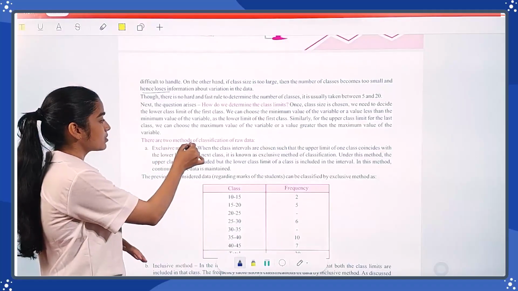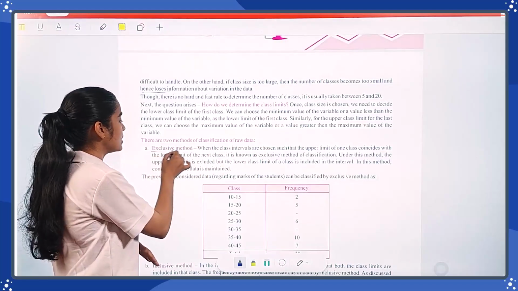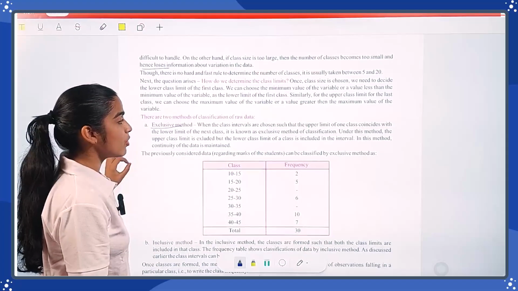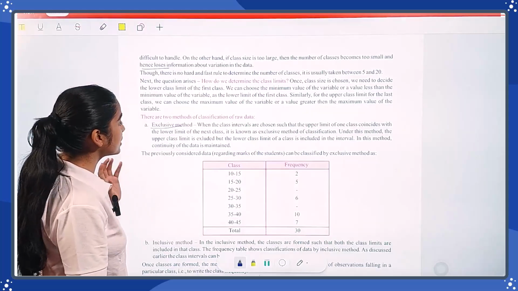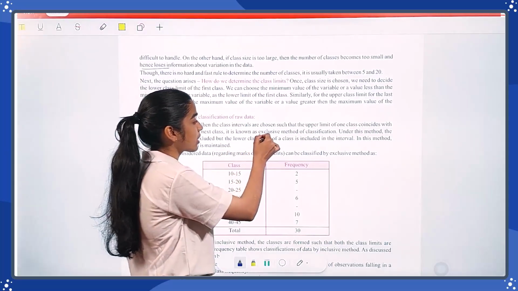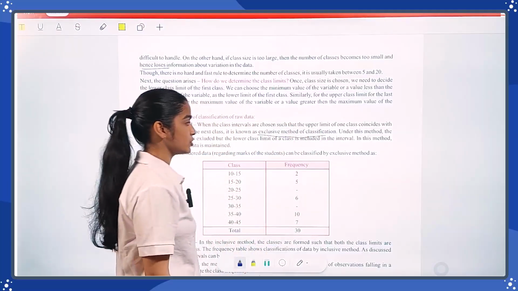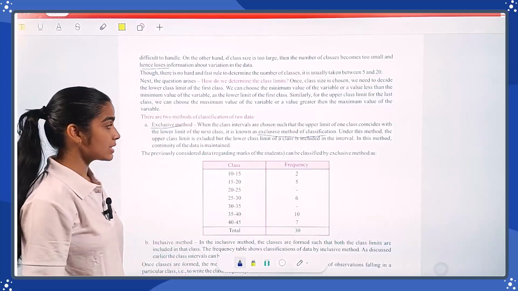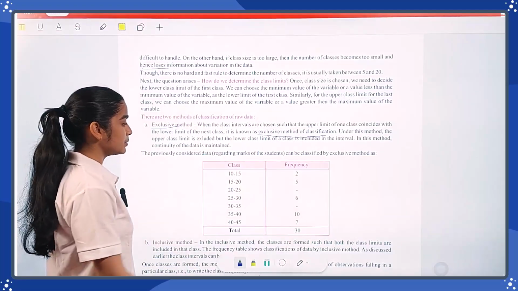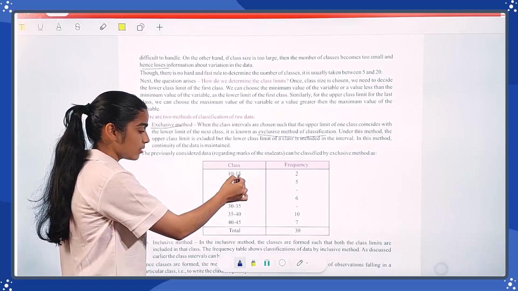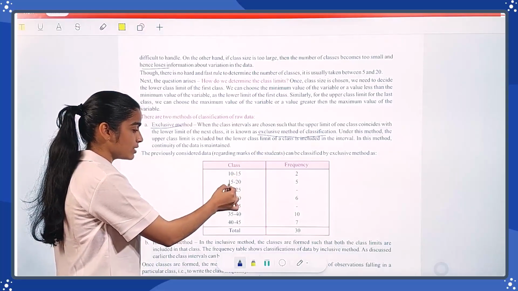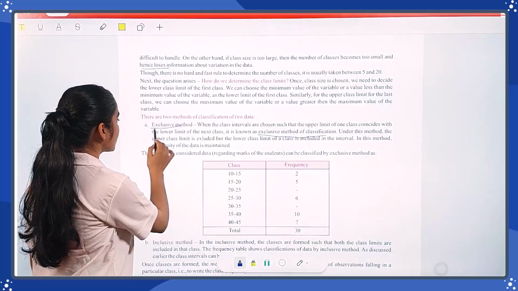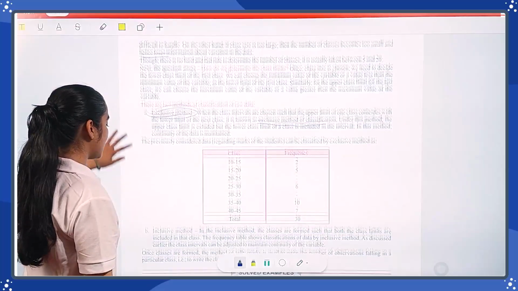Now there are two methods of classification of raw data. First one is the exclusive method. When the class intervals are chosen such that the upper limit of one class coincides with the lower limit of the next class, it is known as the exclusive method of classification. Under this method, the upper class limit is excluded, but the lower class limit of a class is included in the interval. For example, 10 to 15, and the upper limit is included as the lower limit of the second group. So in such a way we have to arrange our data. This is called the exclusive method of data arranging.